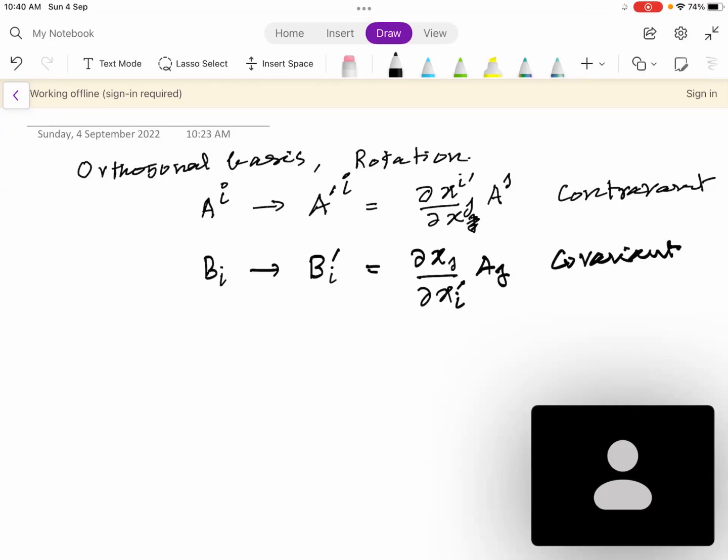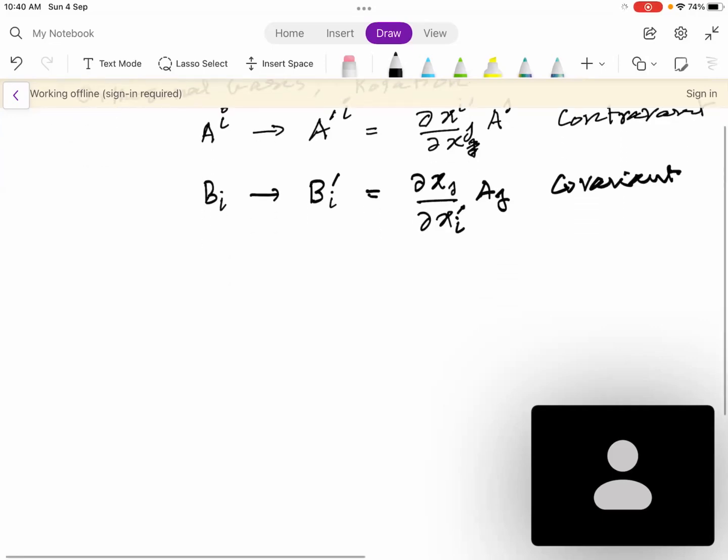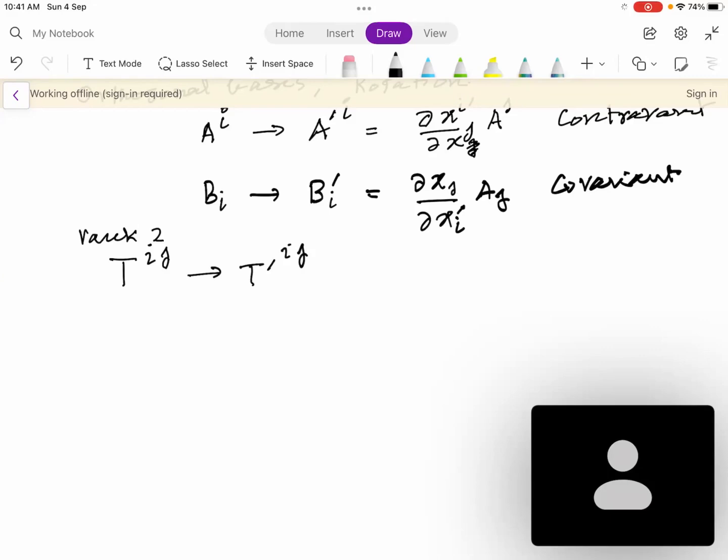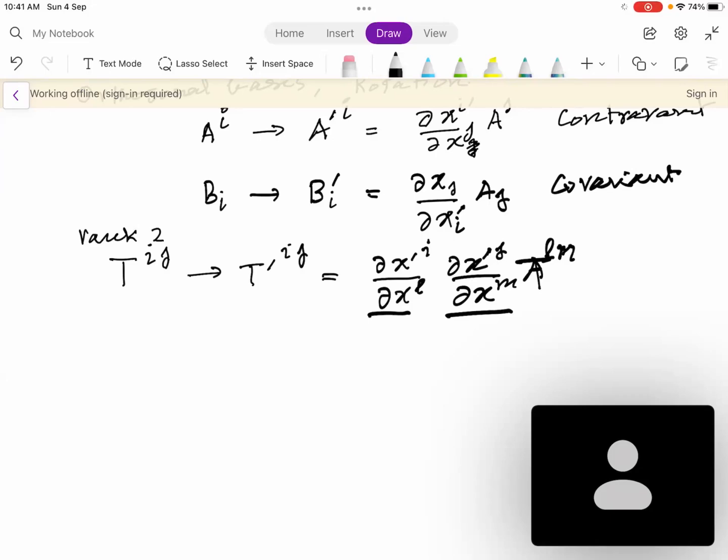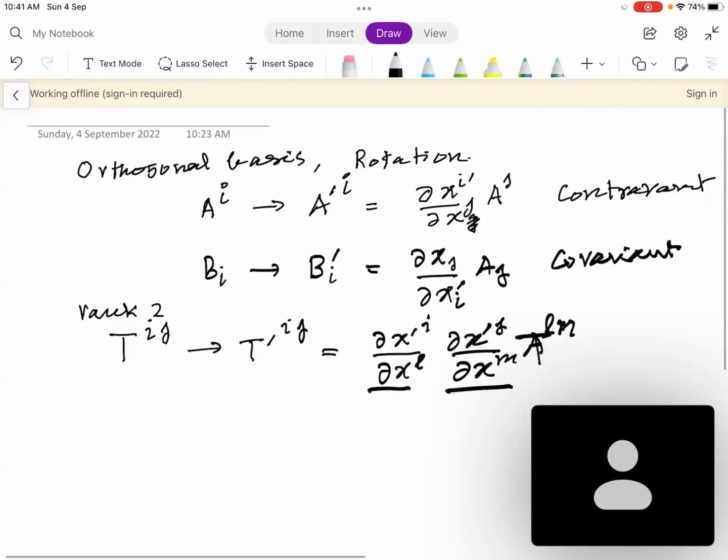And once we understand this, then higher rank tensors can also be transformed in this fashion. For example, if we have a tensor of rank 2, then T_ij will become T prime ij, which can be written as del x_i prime by del x_l into del x_j prime by del x_m into T_lm. Okay, so you just have to write this. Whatever the rank of the tensor, that many factors like this you have to write. That is all that you have to do here. So this is the first thing that we have learned.